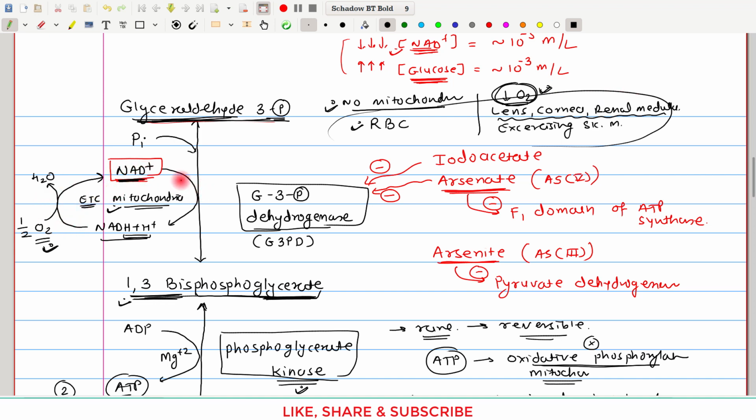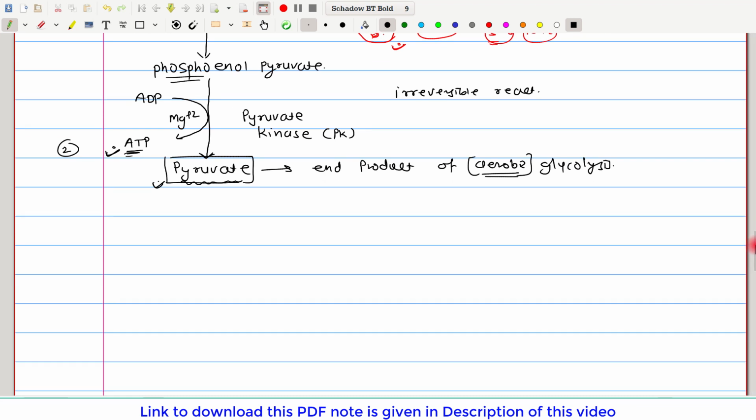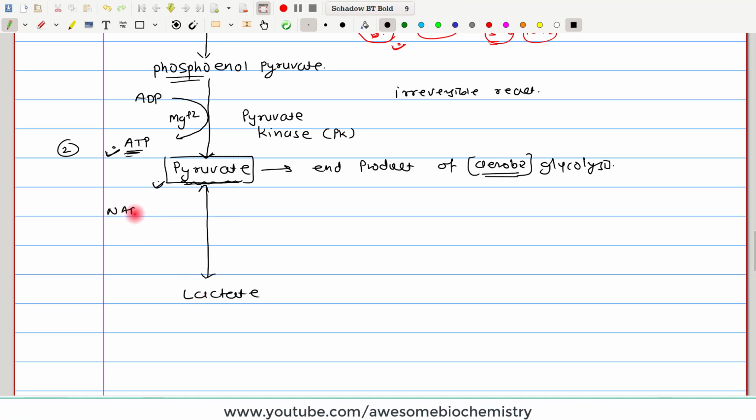So theoretically glycolysis cannot take place, but thankfully there is a different mechanism in our body by which this NADH is reoxidized. How is it reoxidized? See, pyruvate reversibly gets converted into lactate. And while converting from pyruvate to lactate, NADH plus H plus gets reoxidized to NAD plus. Because of this reaction, whenever mitochondria is absent or there is less oxygen supply, this reaction becomes predominant, and lactate will be generated.